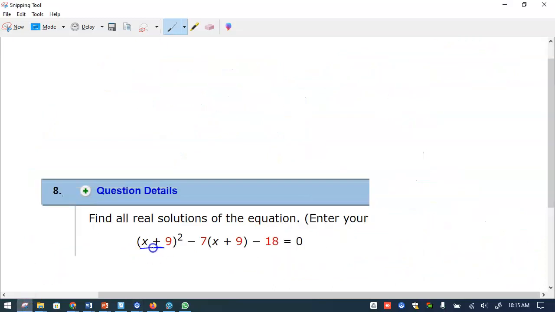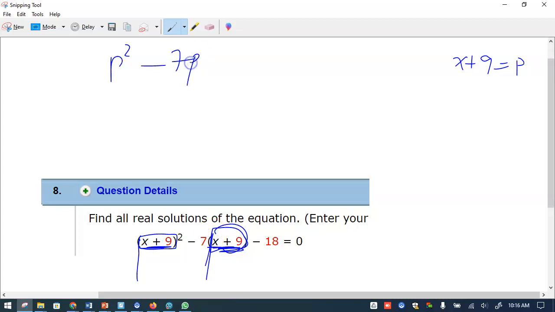Question 8 has x plus 9, right? So all I do is replace x plus 9 by p so that you get a quadratic form. So this will be p squared, minus 7p, and minus 18. And how do I split 18?